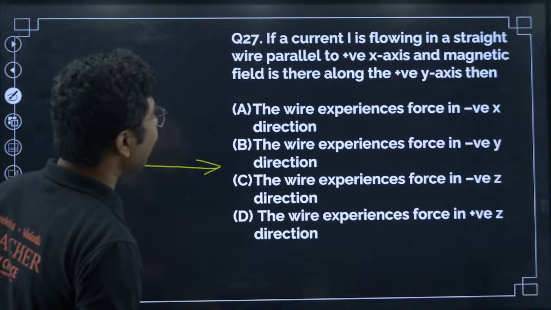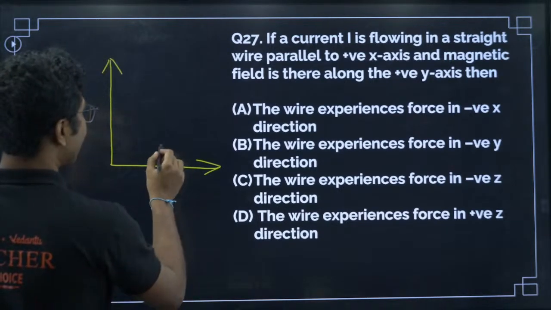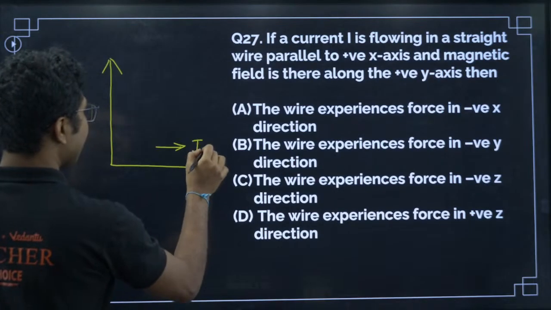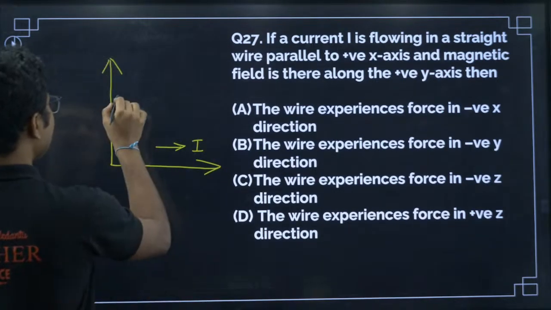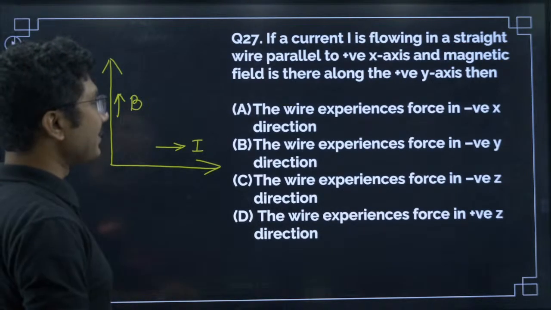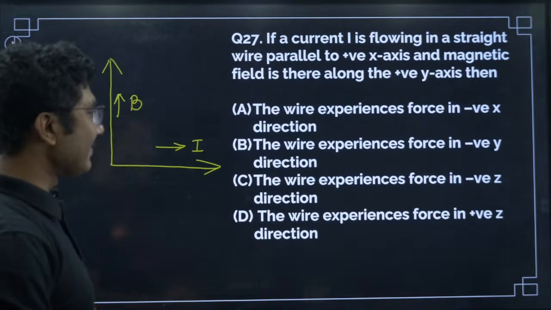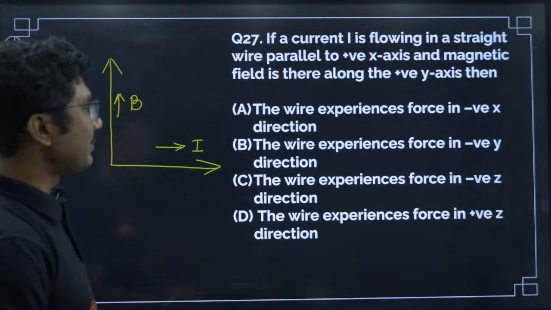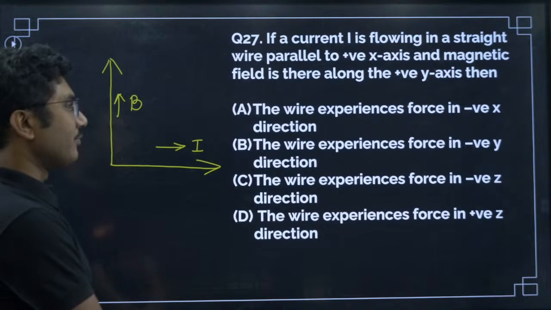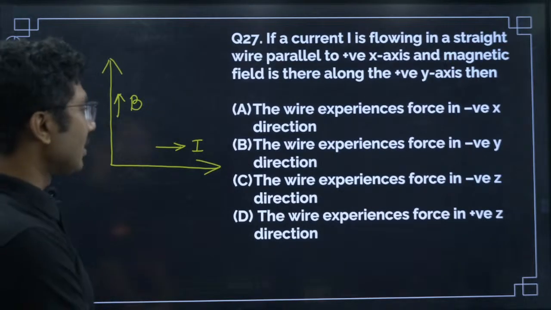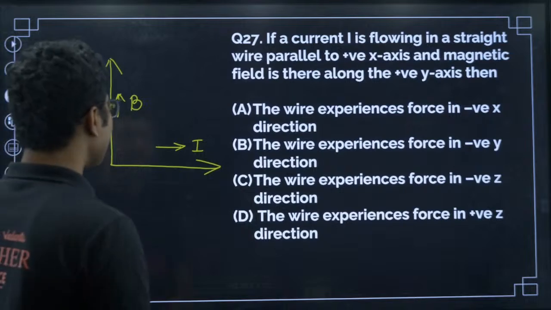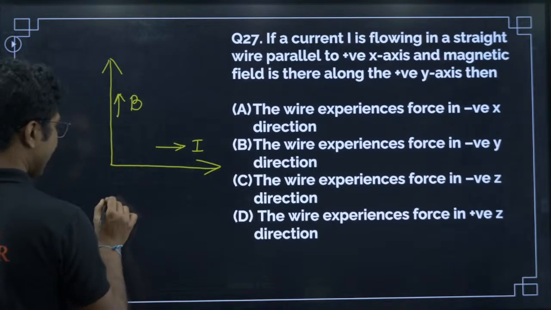So, current is flowing in a straight wire parallel to the positive x axis. So, this is the direction of current. Okay, the magnetic field is in this direction. Okay. So, the wire will experience a force in the negative x direction, or in the negative y direction, or in the negative z direction, or in the positive z direction. So, what is the expression for force acting on a wire?